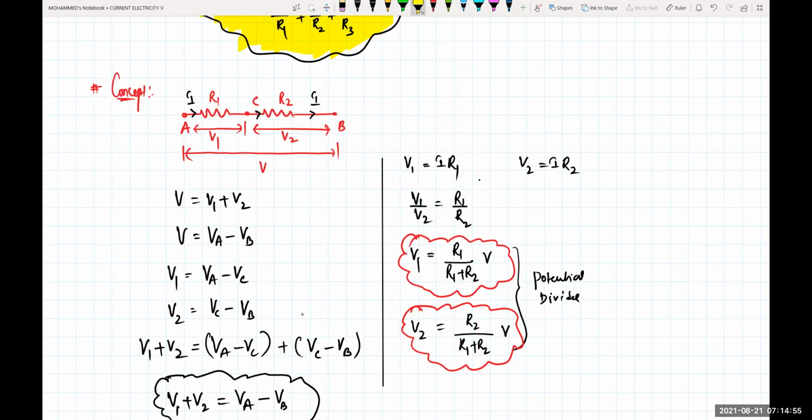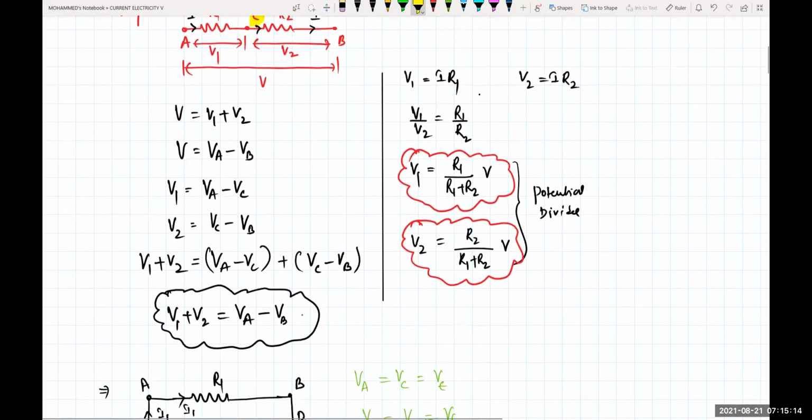So I can write the total potential V is equal to V1 plus V2. Or V will be equal to how much? This V will be equal to the terminal potential, that is, potential at A minus potential at B. So for A to C, see, this is your C right here. V1 will be equal to VA minus VC. V2 will be equal to VC minus VB. So V1 plus V2 will be equal to how much? VA minus VB.